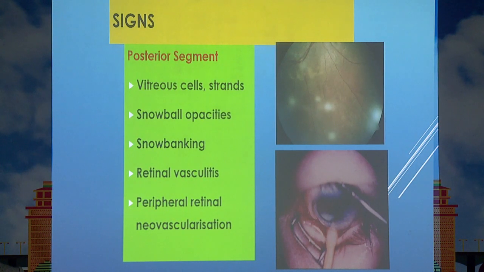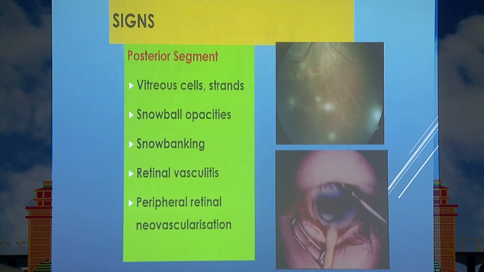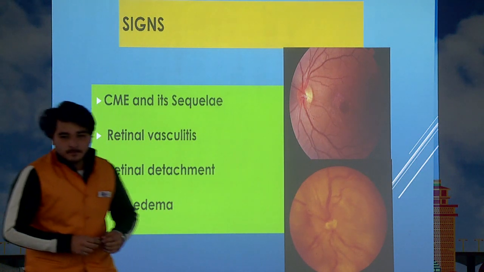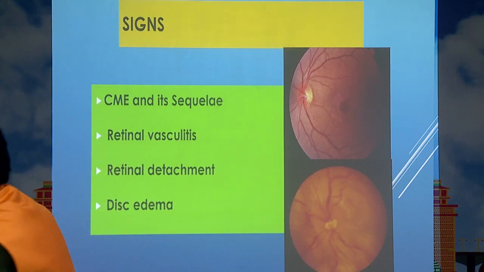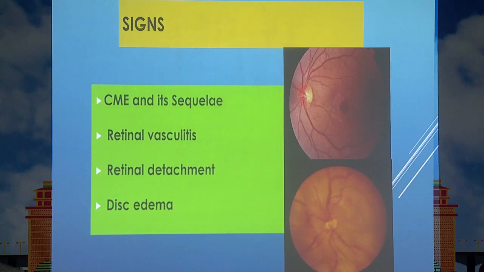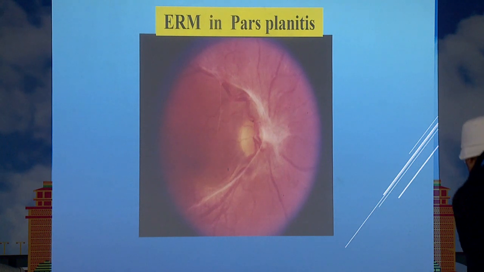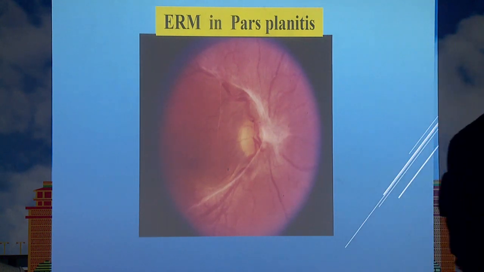Secondary glaucoma is one of the consequences of this disease. In the posterior segment, we get vitreous cells and vitreous strands. We get snowball opacities as well as snow banking in the later stages of the disease. Sometimes we get retinal vasculitis, and occasionally in the late stages, peripheral retinal neovascularization. We can see CME as one of its sequelae. In the late stage, there can be tractional retinal detachments and disc edema. These are rare, but ERM is sometimes seen in pars planitis.